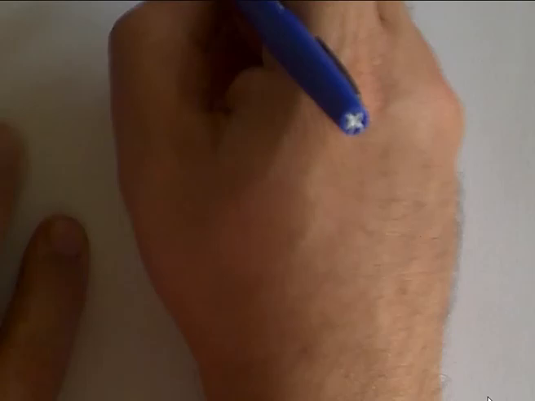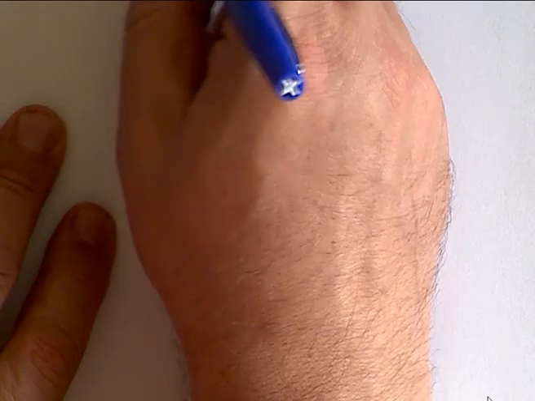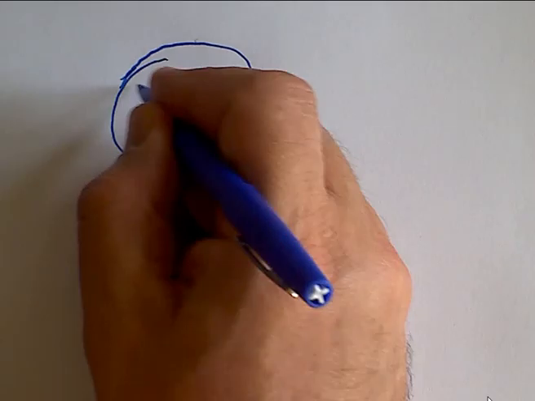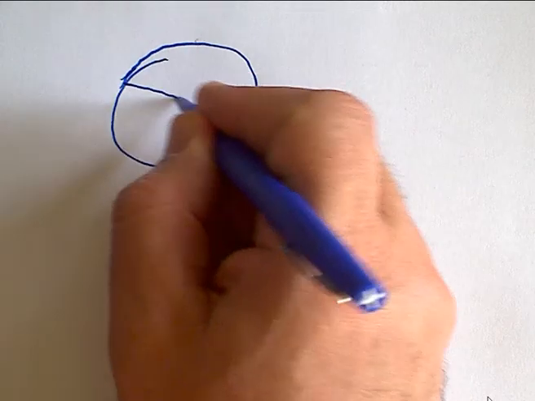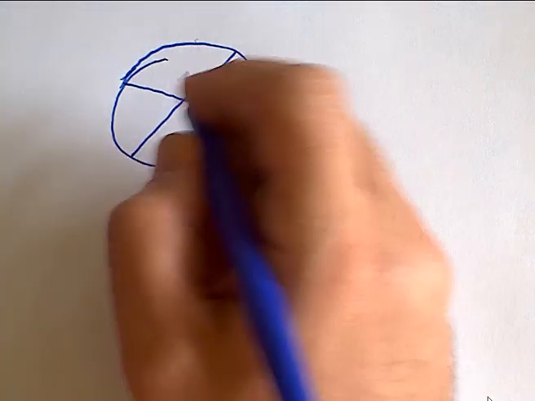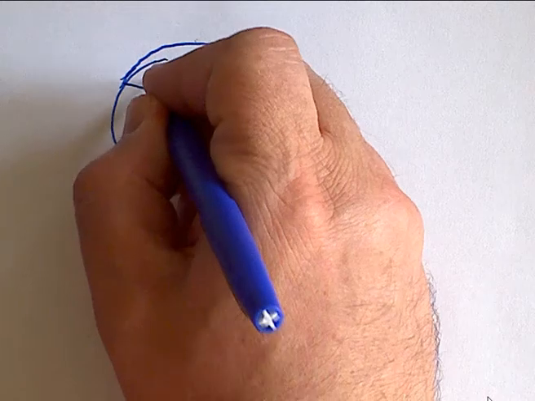Okay, so when I have 2 chords, this has nothing to do with angles and arcs. When I have a circle, and inside that circle, I'm going to draw 2 intersecting chords. Now those chords intersect in such a way that 4 pieces are formed. So A, B, C, and D.